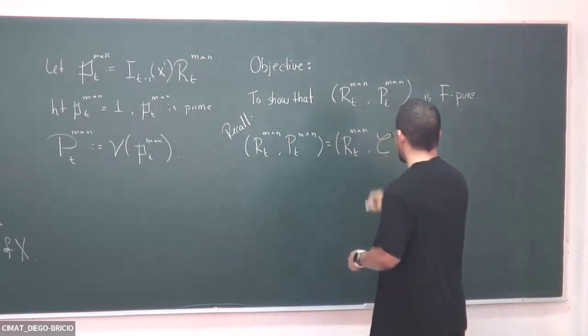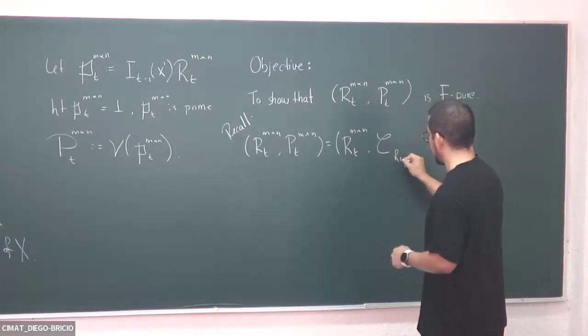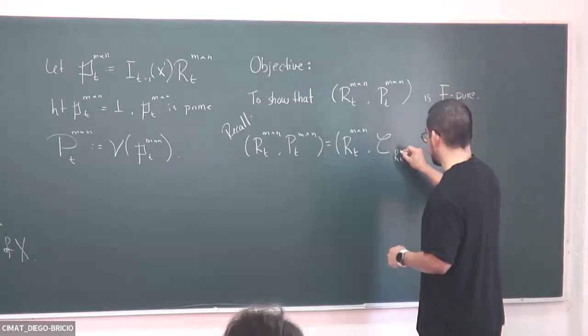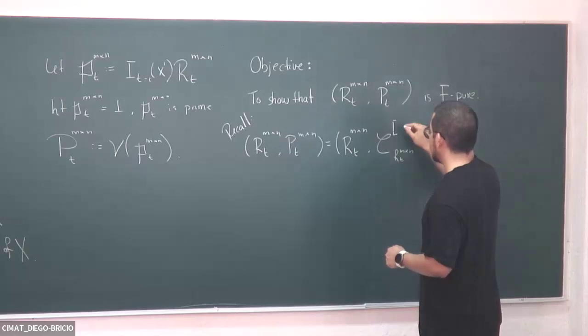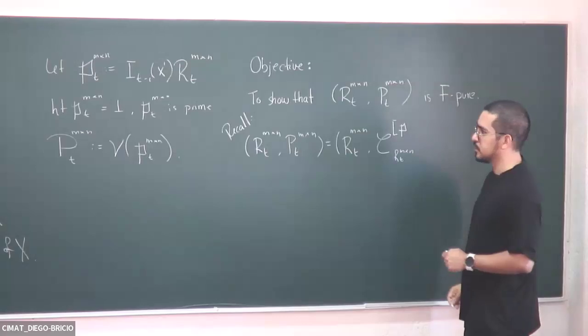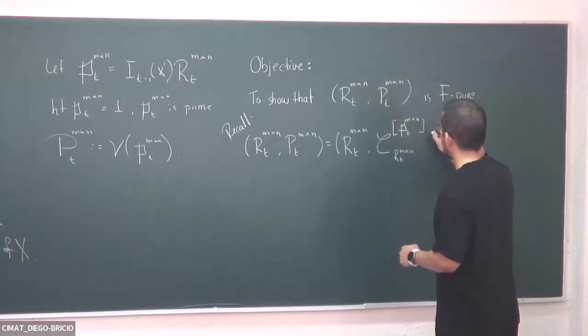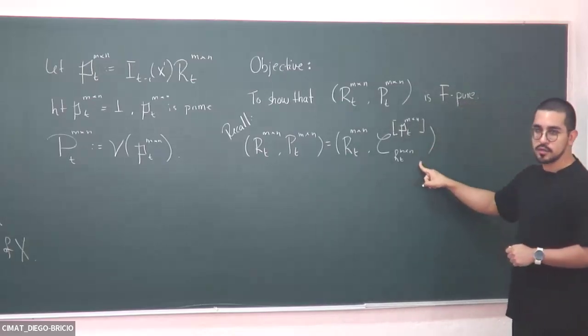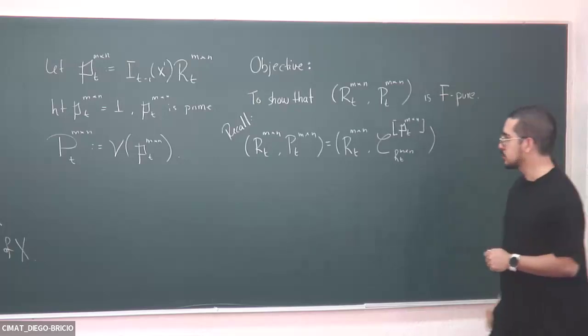where we are going to consider the Cartier algebra given by this. So here we put P for a prime ideal of height 1. So this is the Cartier algebra of the P_t maps.